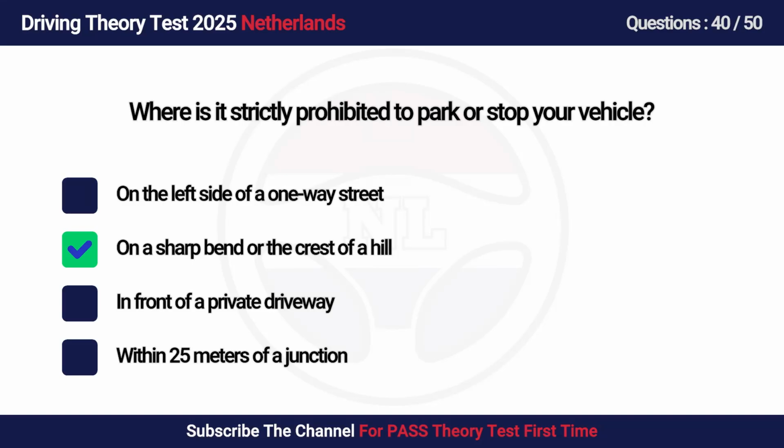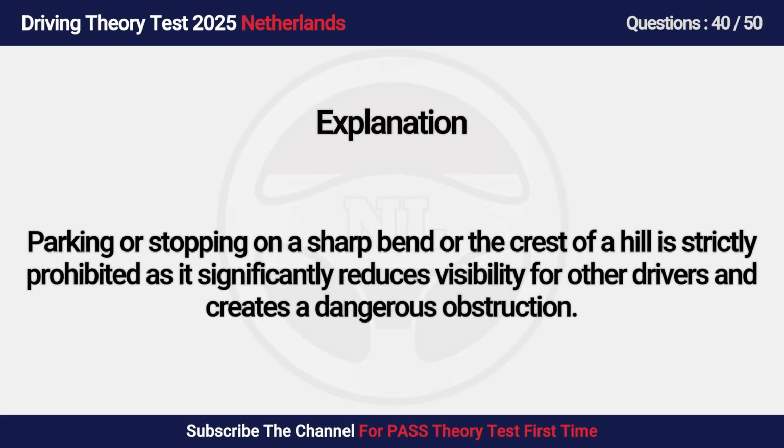Answer is B. On a sharp bend or the crest of a hill. Parking or stopping on a sharp bend or the crest of a hill is strictly prohibited, as it significantly reduces visibility for other drivers and creates a dangerous obstruction.